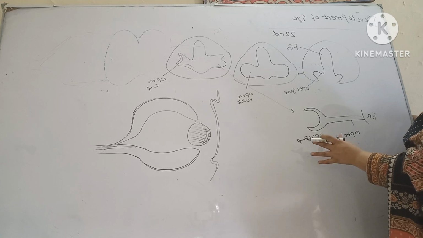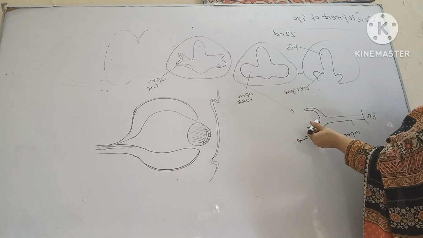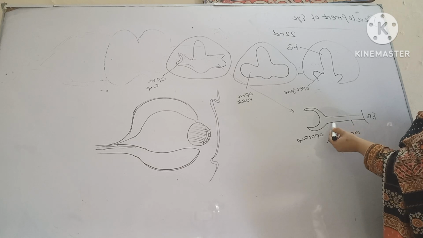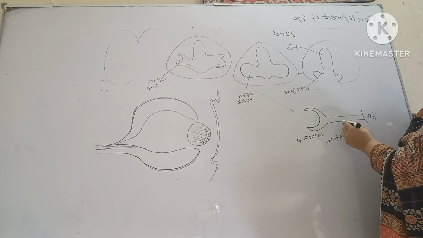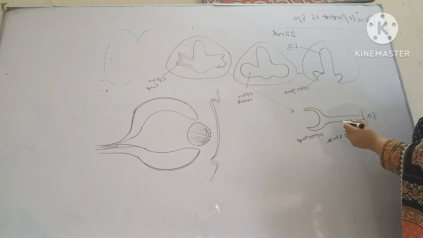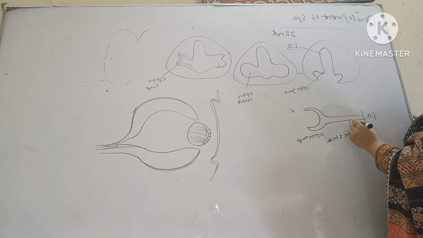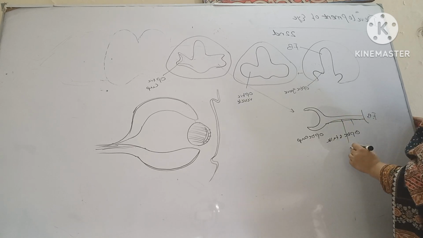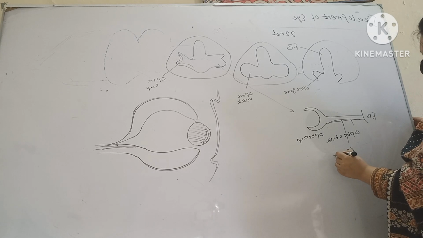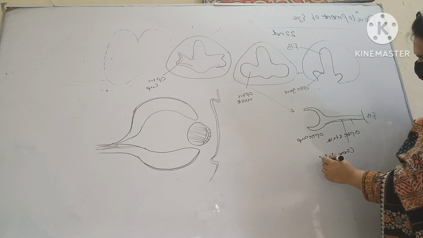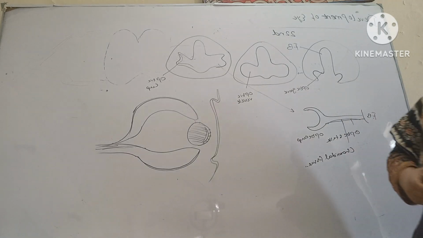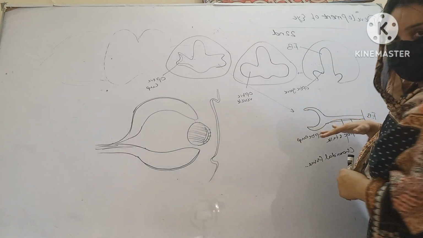You should keep it in mind, when the indentation occurs at the level of the optic cup, this indentation also occurs inferiorly. So here there is the development of a fissure which is known as the choroidal fissure, which will later on close. So now the optic cup has developed.